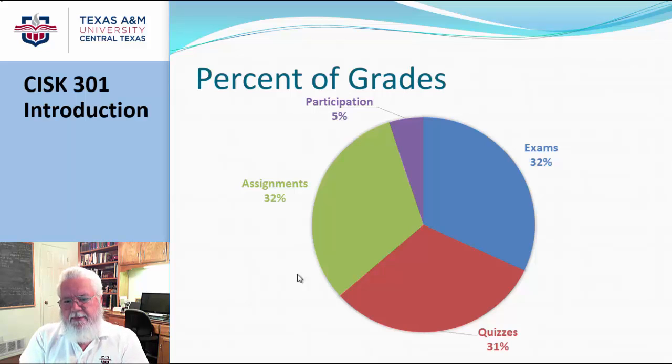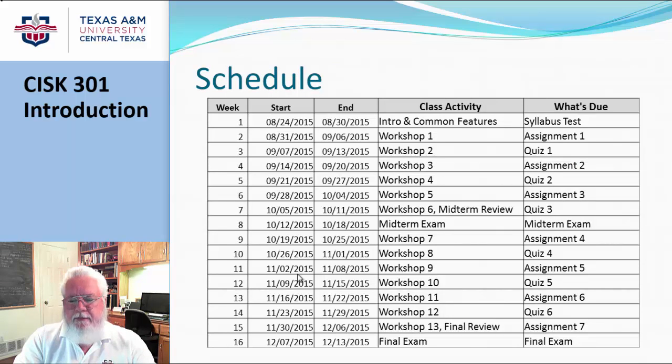Roughly a third is from the quizzes, and roughly a third is from doing the homework assignments. And then class participation is the remaining 5%. Okay, here's the course schedule.